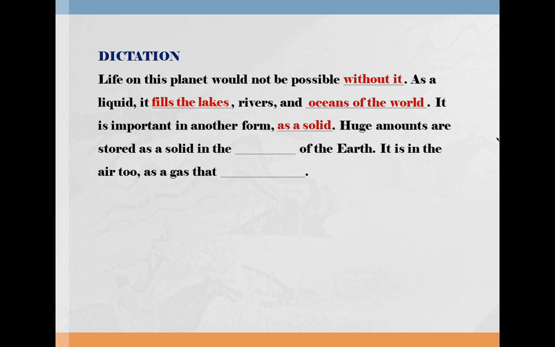Huge amounts are stored as ice in the cold areas of the earth. Store can mean a shop, but as a verb it means to store. Be careful. Huge amounts, a huge, enormous amount is stored as a solid. Huge amounts are stored as ice in the cold areas of the earth.